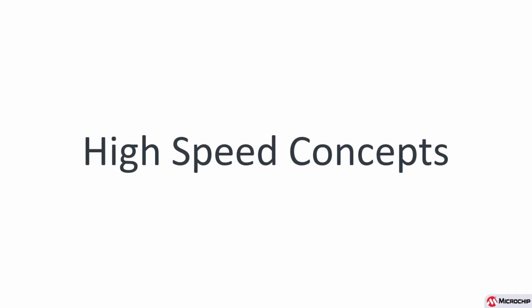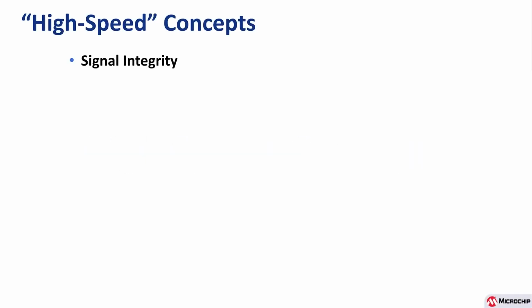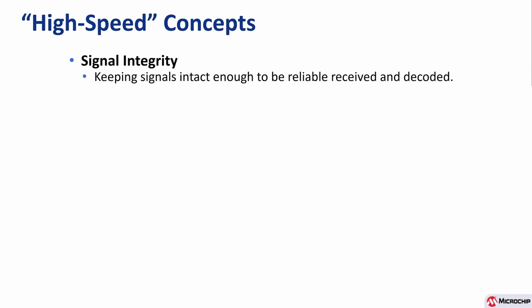Now we're going to talk about some high-speed concepts here. Signal integrity. If you can keep the signal intact so that it can be reliably received and decoded, then you maintain signal integrity. You try to reduce things like reflections, crosstalk, loss, and other effects that are going to corrupt your signal.